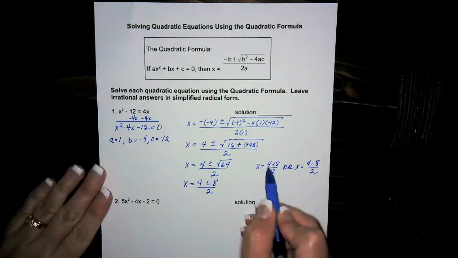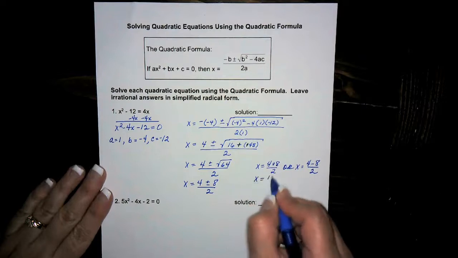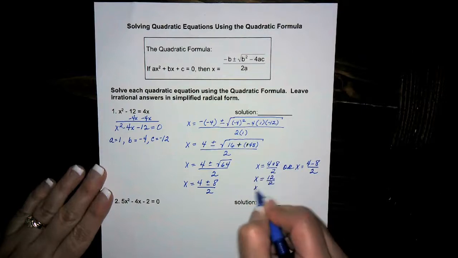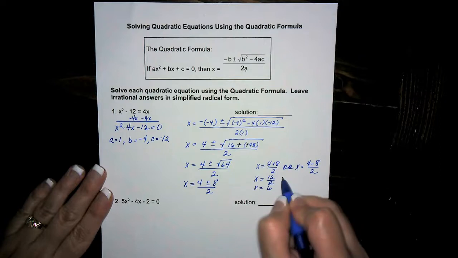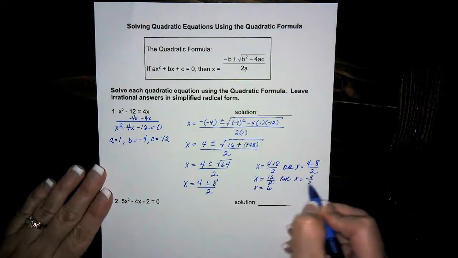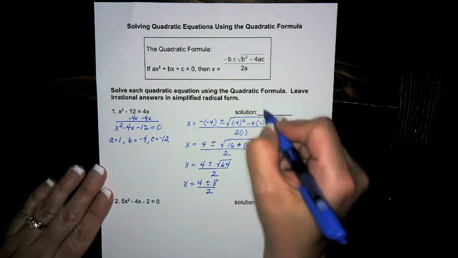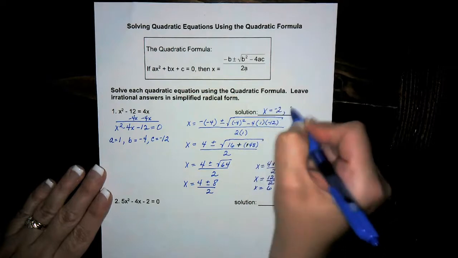Okay, so we'll do that. 4 plus 8 gives me 12. 12 divided by 2 gives me 6. And over here, 4 minus 8 gives me negative 4. Negative 4 divided by 2 gives me negative 2. So we get that x equals negative 2 and 6.